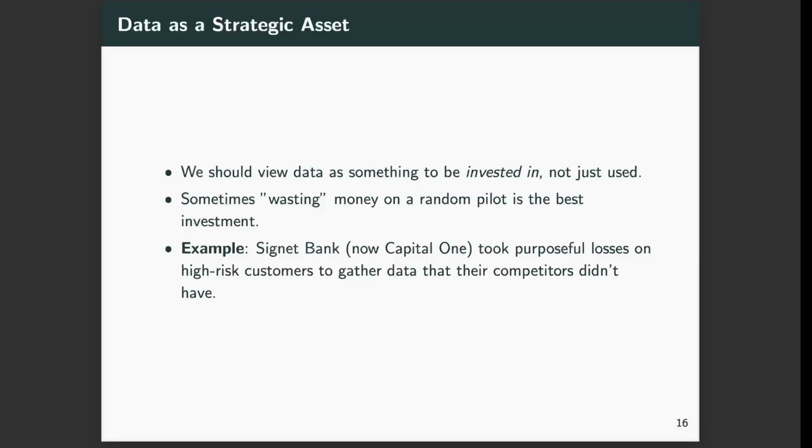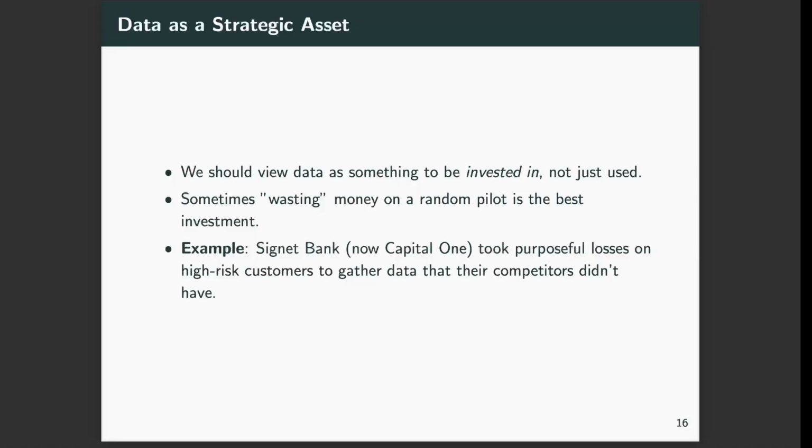I want to give you a remarkable real-world example of this strategic thinking at its best. It involves Signet Bank, which you may know today as Capital One. In the 1990s, the credit card industry was highly standardized. Every bank essentially offered the same products at similar interest rates, because none of them had the data or analytical capability to differentiate. Signet Bank's analytical team realized something extraordinary. If they could collect the right data, they could predict credit risk much more accurately than their competitors, and this would give them a massive competitive advantage.